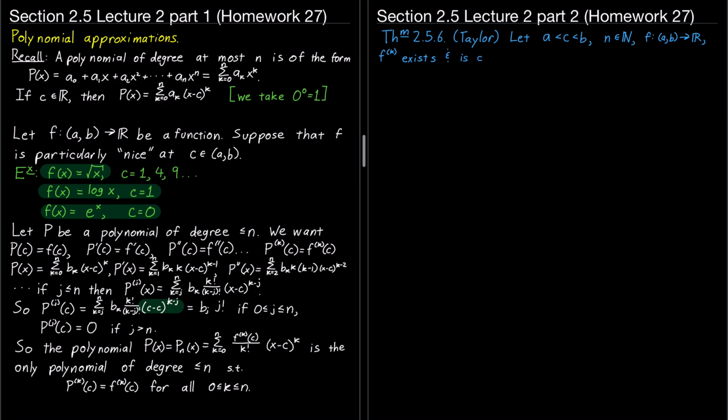and is continuous everywhere in this interval from a to b. And we're going to require that the top derivative, the nth derivative, has to exist at least at our special point c. And let's let p of x be the polynomial approximation that we spent so much time talking about above.